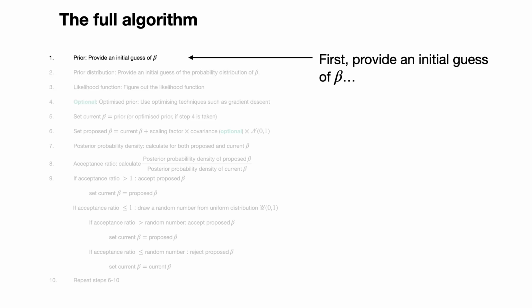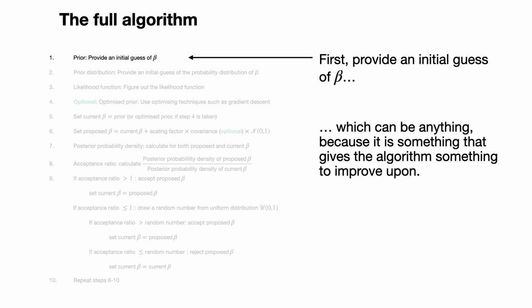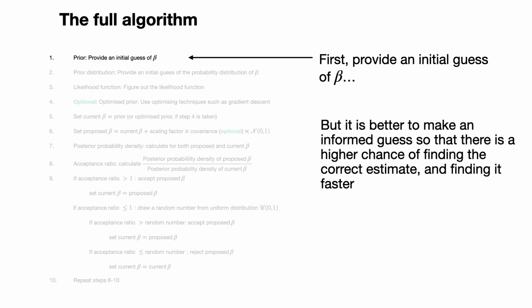First, provide an initial guess of beta. This value can be anything because we just need to give something to the algorithm to improve upon. But it is better to make an informed guess so that there is a higher chance of finding the correct estimate and finding it faster.